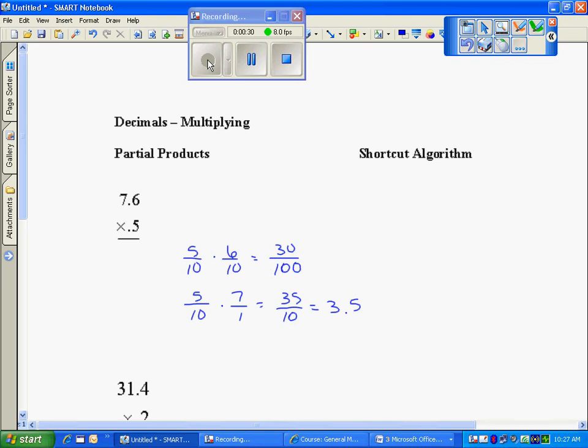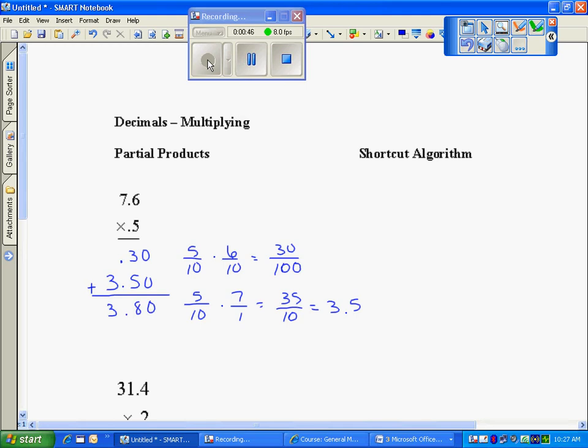Rewriting the fractions in decimal form, we have 30/100ths. We're adding to that 3 and 5/10. Combining like place values, you get 3 and 80/100ths.